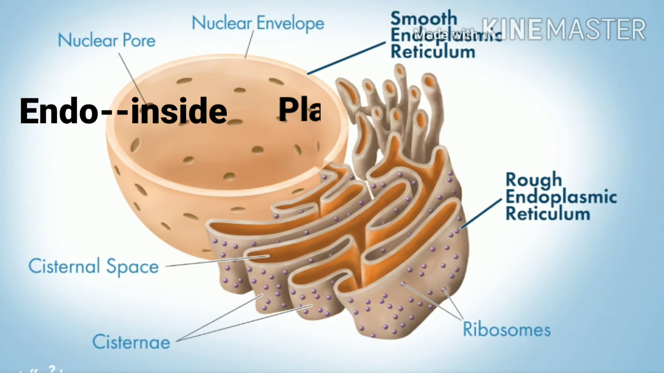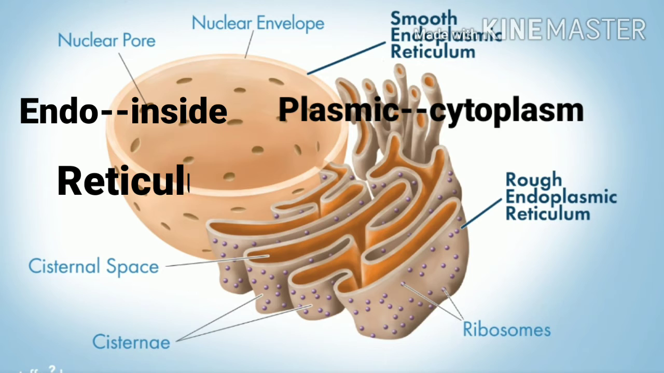So what does the word endoplasmic reticulum itself tell you? Endo means inside, something which is inside. Plasmic is considered as cytoplasm. Reticulum means network. So it is the network-like projection inside the cytoplasm, right?